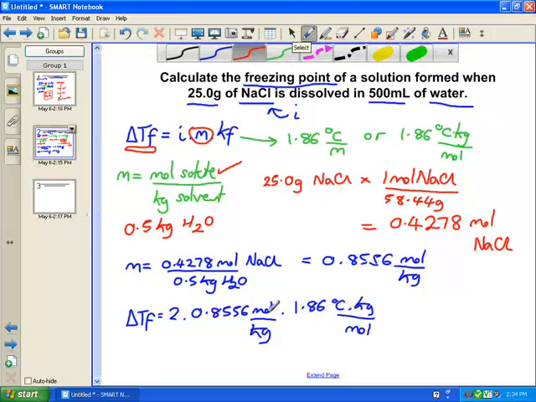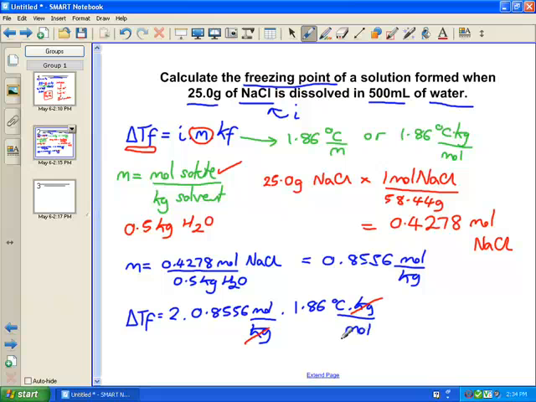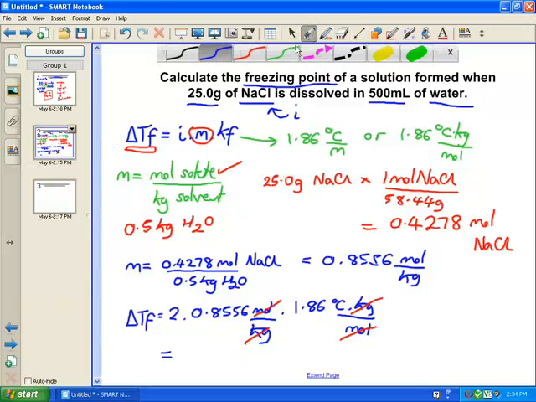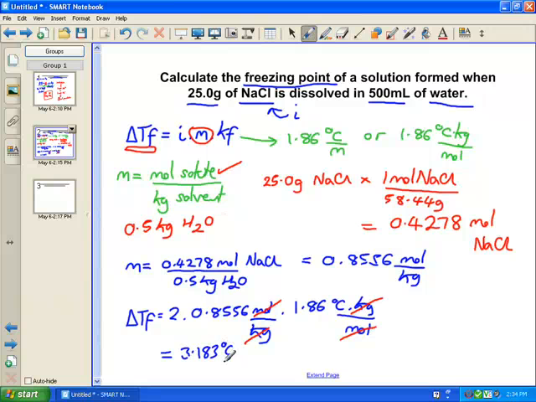And of course, the one thing that we want to make sure we do here is that all our units cancel out. This is a temperature that we're looking for, so the answer we're looking for is going to have units of degrees C, which means everything else should cancel out. You notice the kilograms cancel, the moles cancel, the I is just a number, so it has no units. That means our freezing point depression is this, 3.183. Let me try and write that again. That's supposed to be 3.183 degrees C. Now that's not the final answer, so don't just stop there. Okay, that is our freezing point depression.